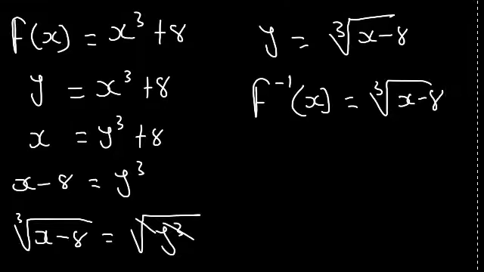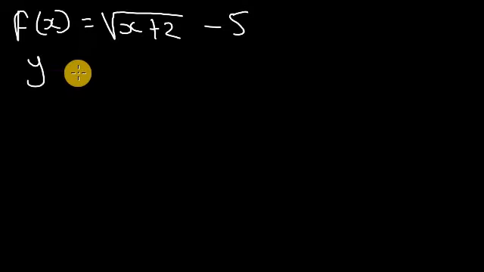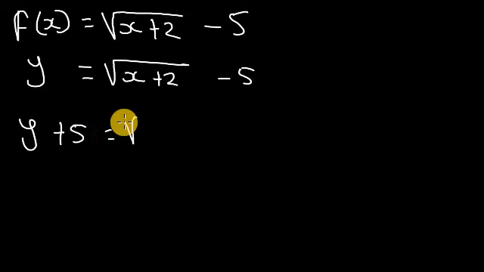Round 2. Work this out. If you have f of x equals square root of x plus 2, then outside this you have minus 5. What is the inverse of the function? Try this question out. So I'm going to replace f of x with y. I'm going to write it back, square root of x plus 2, then minus 5. So I'm going to add 5 to both sides, or I should bring that -5 to this side, since it's not within the radical. So I should have y plus 5 equals square root of x plus 2.